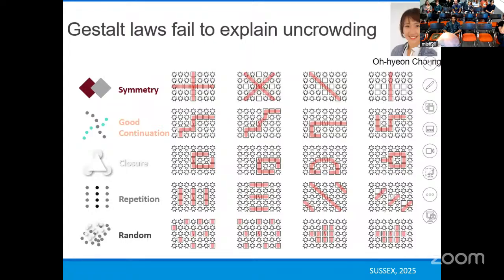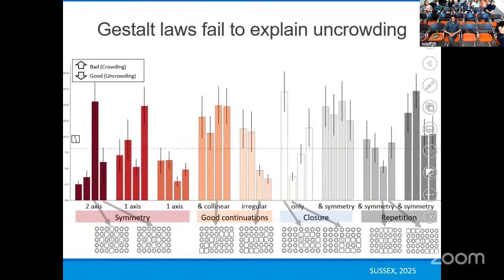But no, it's about the Vernier here, and we always have the Vernier in the middle with the square. And then we have these stars. And we have good continuation here, we have closure here, repetition here. These are our controls. And it just turns out, no, Gestalt laws cannot do this either.